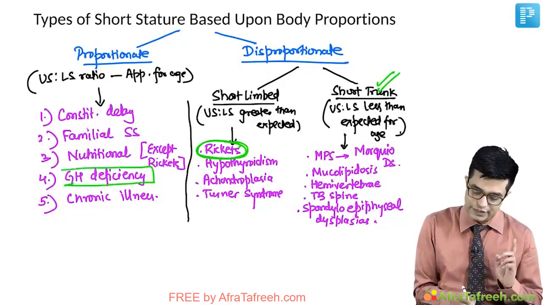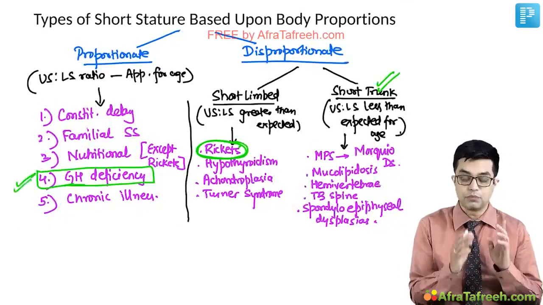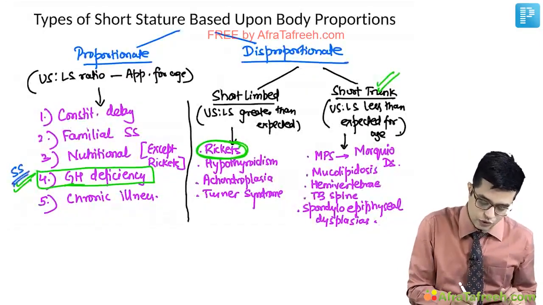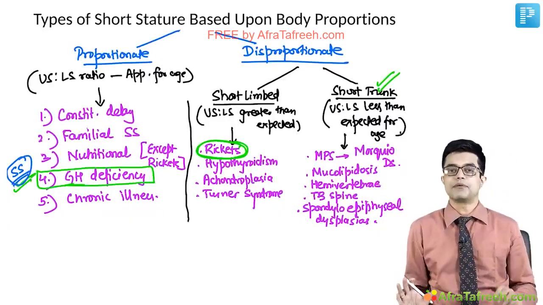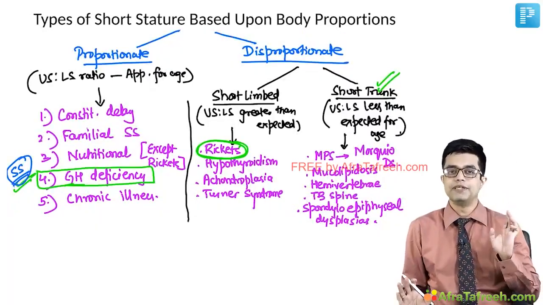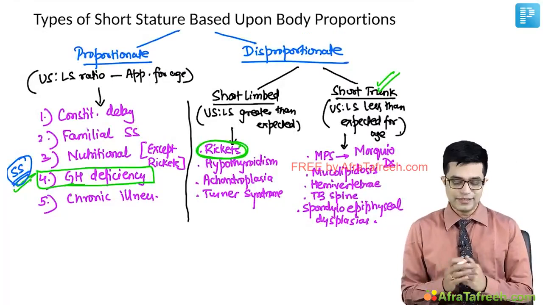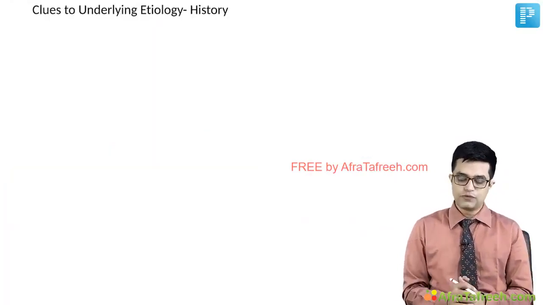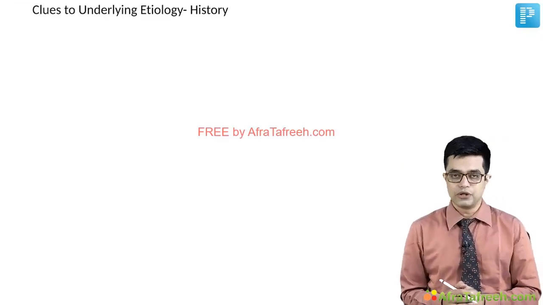Growth hormone deficiency usually has a proportionate short stature. This is your NEET super specialty MCQ already asked some years back. Please mention it as one of the one-liners. So this is the second classification of types of short stature. Next we move to the clues to underlying etiology.